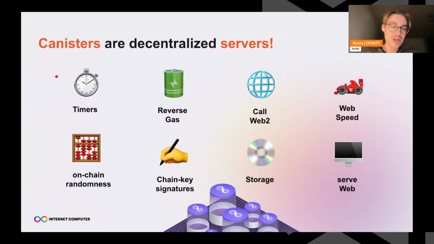Then we have on-chain randomness. That's also usually something you need an Oracle for, but in our case, the Internet Computer provides that. That's also a very neat feature for a number of use cases.